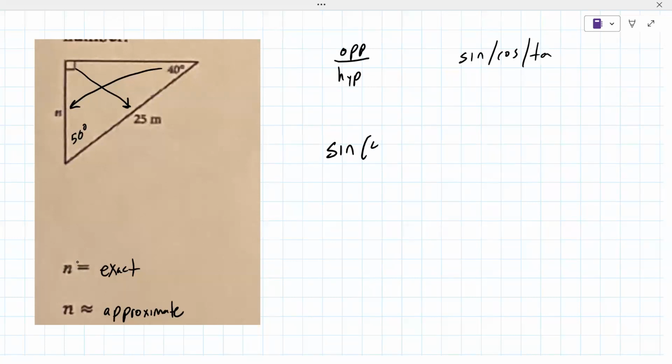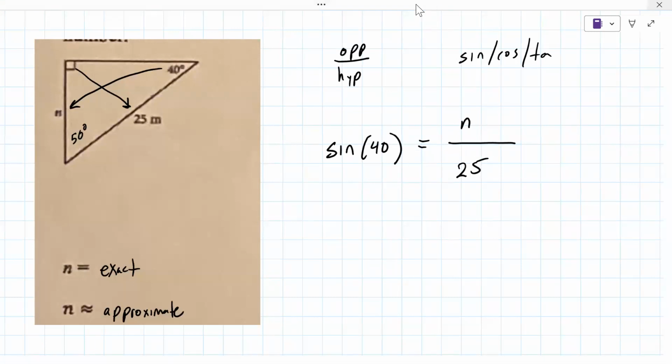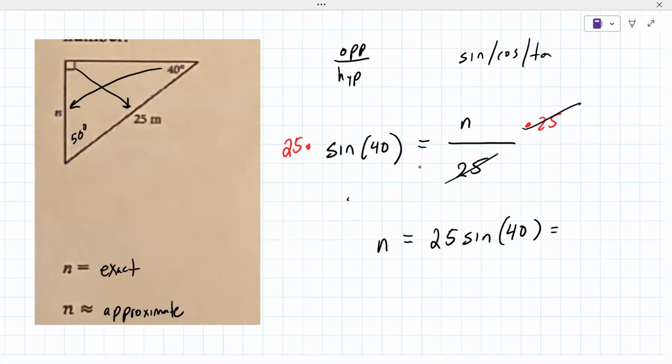So the sine of 40 equals n over 25. This time we have the angle, but we don't have the side. Wait, I kind of remember this now. Am I gonna divide? No, you're gonna multiply. I would just multiply by 25. So multiply both sides by 25. Then that cancels out to be n, and the other part is 25 sine 40.